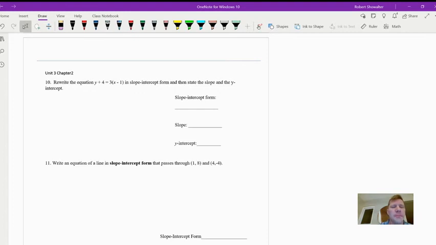All right, rewrite. This is for Unit 3, Chapter 2. Rewrite the equation in slope-intercept form. This is the y equals mx plus b stuff. Look at it. It is in point-slope form. What are we going for? We're going for y equals mx plus b form.